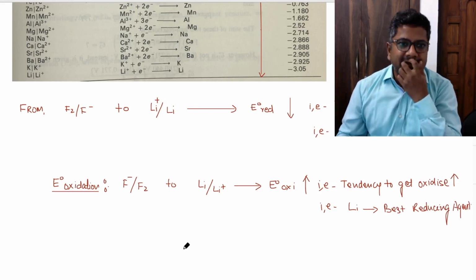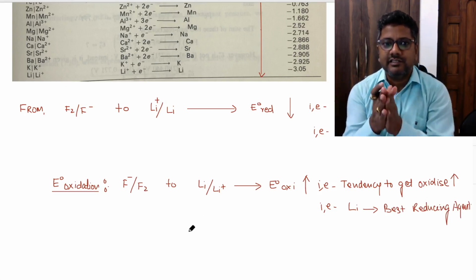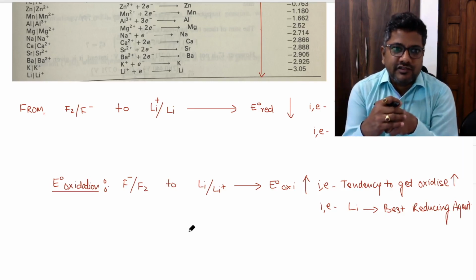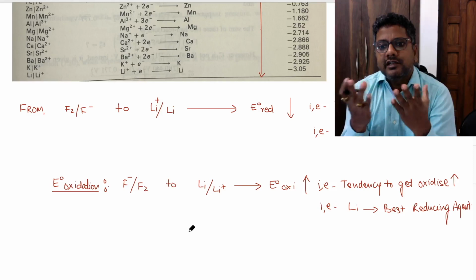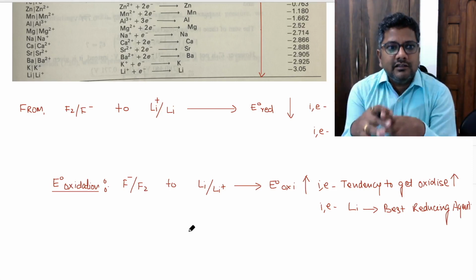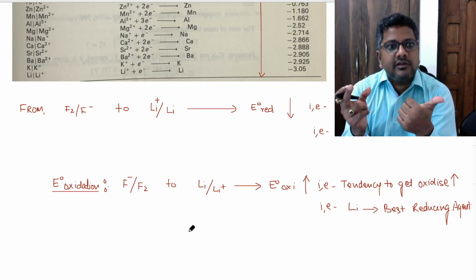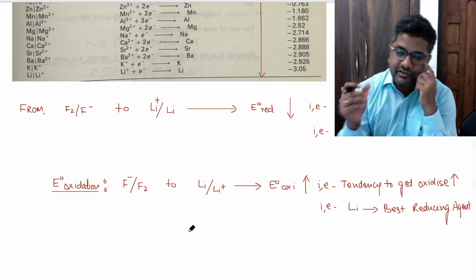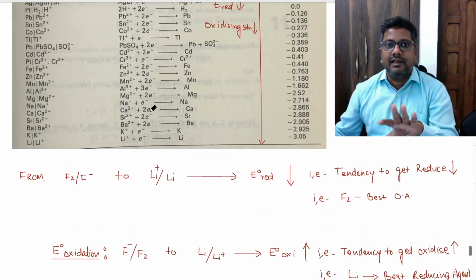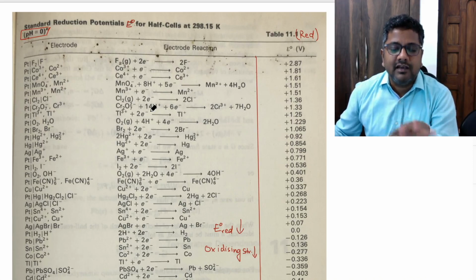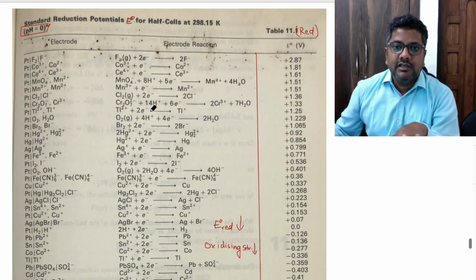So which one is the best reducing agent and which one is the best oxidizing agent, you can determine with the standard electrode potential. If E naught reduction is highest, then it is the best oxidizing agent, and if E naught oxidation is highest, then it is the best reducing agent. So oxidation highest, reducing best; reduction highest, oxidizing best. This is the way to determine the best oxidizing agent and best reducing agent by comparing E naught values.